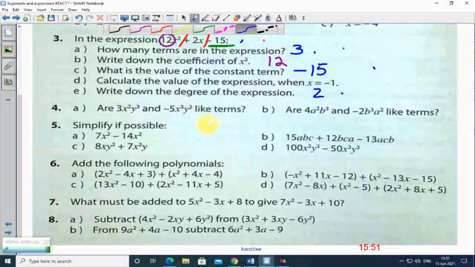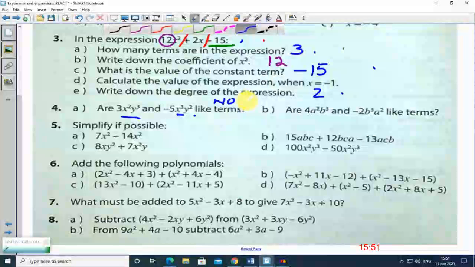Well, they do have x's and y's, both of them. But the first term has x squared, y cubed, and the second one has x cubed, y squared. So it's all mixed up. It's changed. Can you see it's changed? So the answer is no, they are not like terms.